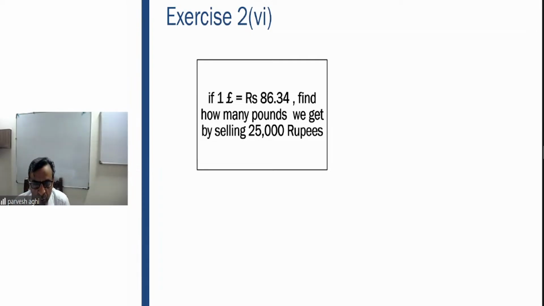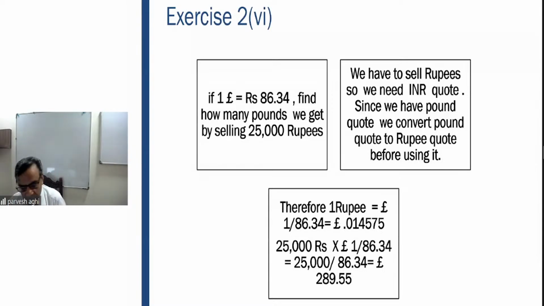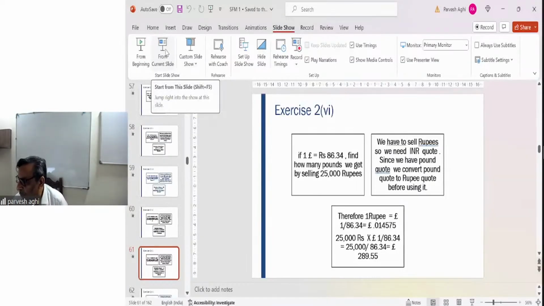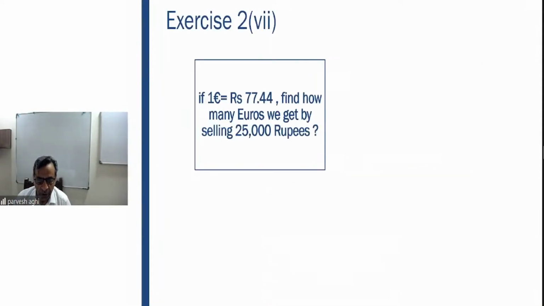Okay. So 1 pound is equal to 86.34. Find how many pounds we get by selling 25,000 rupees. Okay. So answer this question. So it is 289.5. Yeah. I think most of you have answered correctly. Okay. So now let's go to the another one.